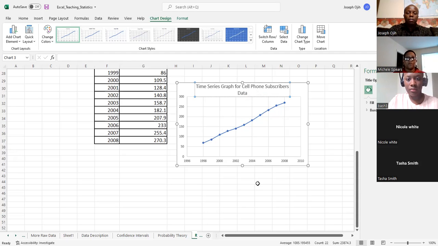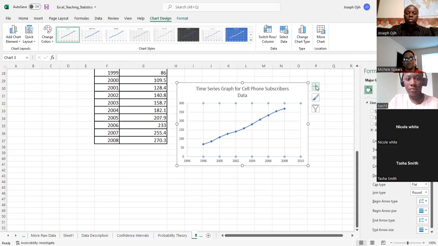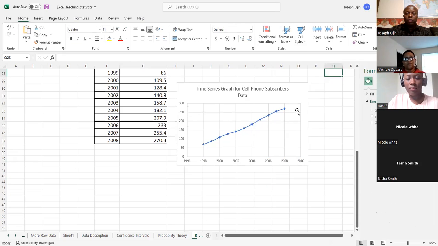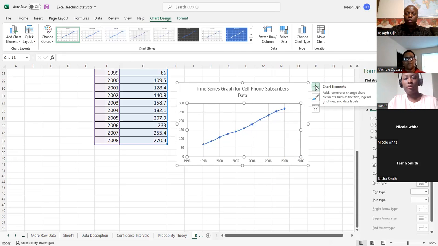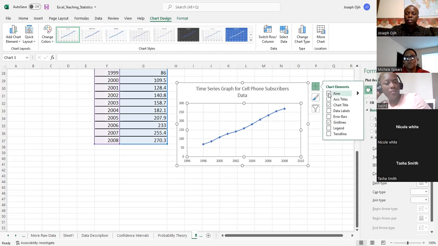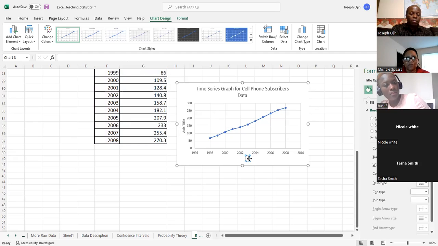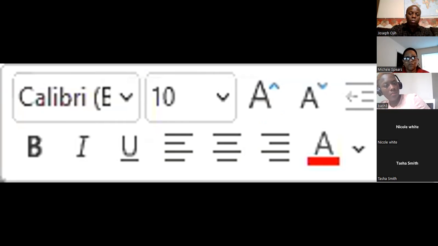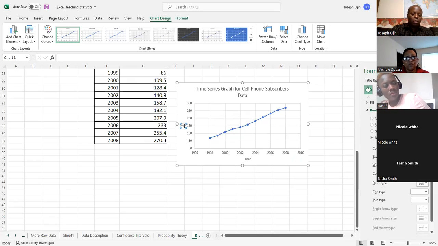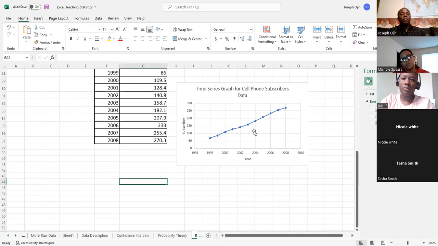So you have the graph here. Now I just put the axis. All you have to do is click on this plus sign to give it the options. Put the axis title right here. This one is the year. Then on this side, it types the subscribers in millions. So you have your graph right there.